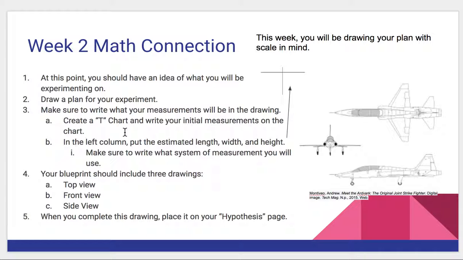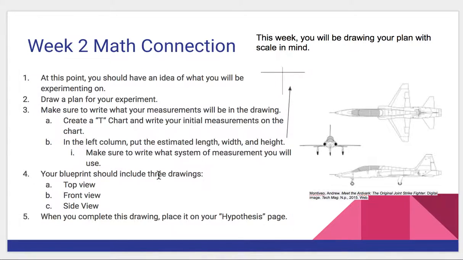This doesn't necessarily mean it's going to be the actual measurements yet, but you should have something that we call a blueprint. Now what I want you to do is create a T-chart, which is this right here, and write your initial measurements on the chart. So that'll be in one of the columns, probably the left-hand one. So for example, if your length of the item is 3 inches, the height is 2 inches, and the width is 4 inches, you're going to write those here. You're going to be revisiting this later in the unit to see how accurate your technology was.